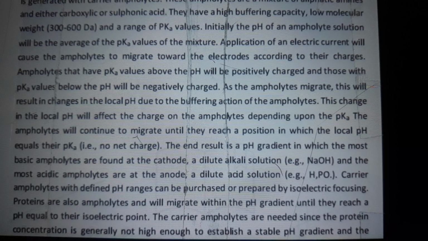They have a high buffering capacity, low molecular weight, 300 to 600 Da, and a range of pKa values. Initially, the pH of an ampholyte solution will be the average of the pK values. The application of an electric current will cause the ampholytes to migrate towards the electrodes according to their charges.